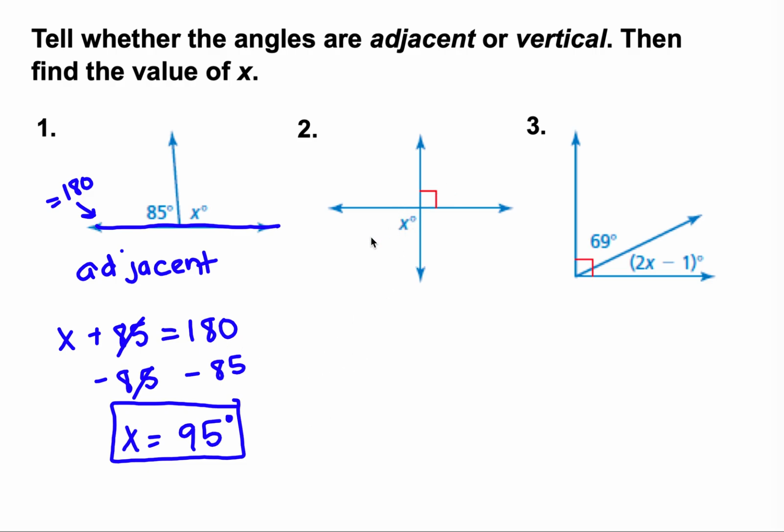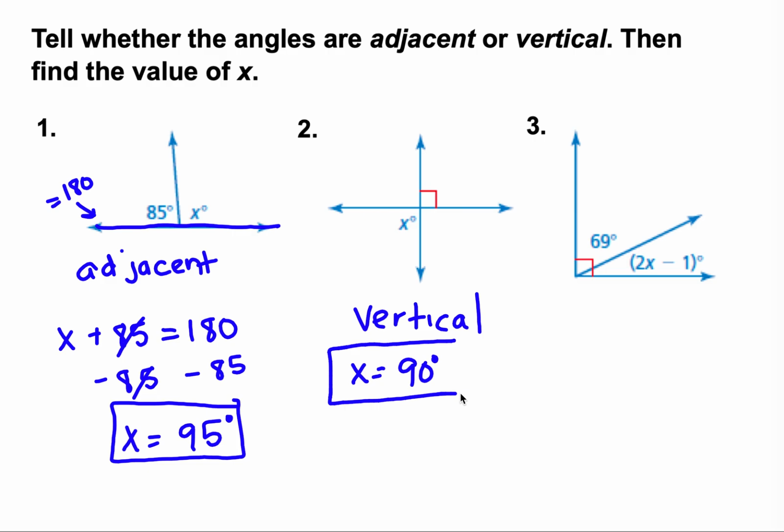X is diagonal from this one. That makes it a vertical angle. Okay, and then because I know they're equal, and I know a little right angle, that corner there is going to equal 90 degrees. Then I have x equals 90 degrees. All right, let's take a look at number 3. Number 3, they're touching. They've got a shared side, so they're going to be adjacent.